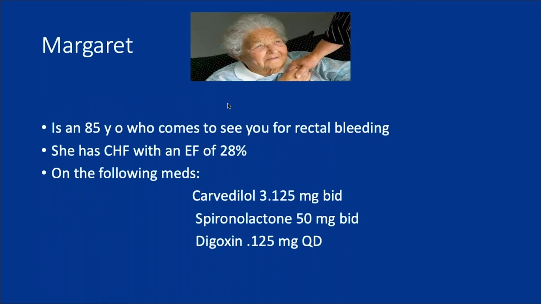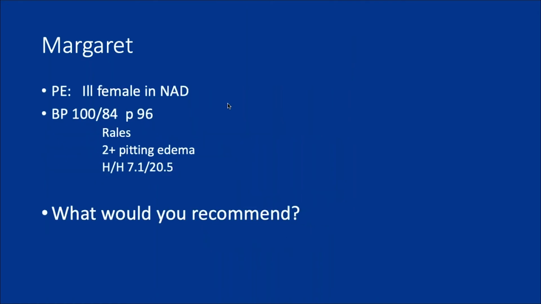Let's move on to Margaret. Margaret is an 85-year-old who comes to see you for rectal bleeding. She has congestive heart failure and an ejection fraction of 28%, and you can see the following medicines. Let's talk about how she is doing on the physical exam. She is ill appearing, hypotensive, pulse 96. She's got rales and pitting edema, and an H&H of 7.1 and 20.5.